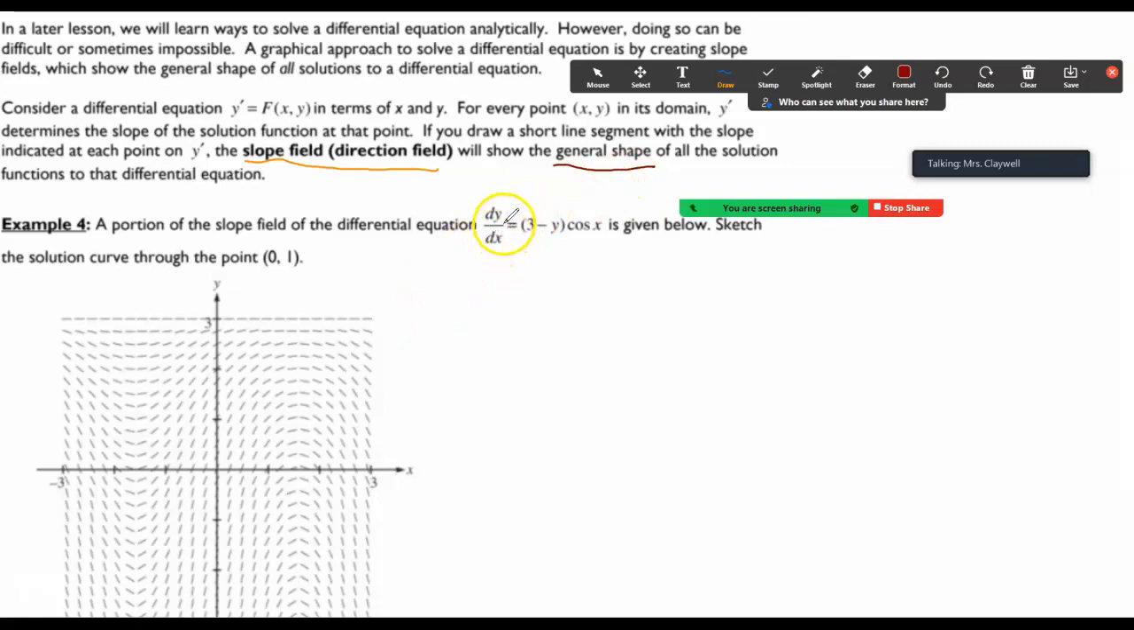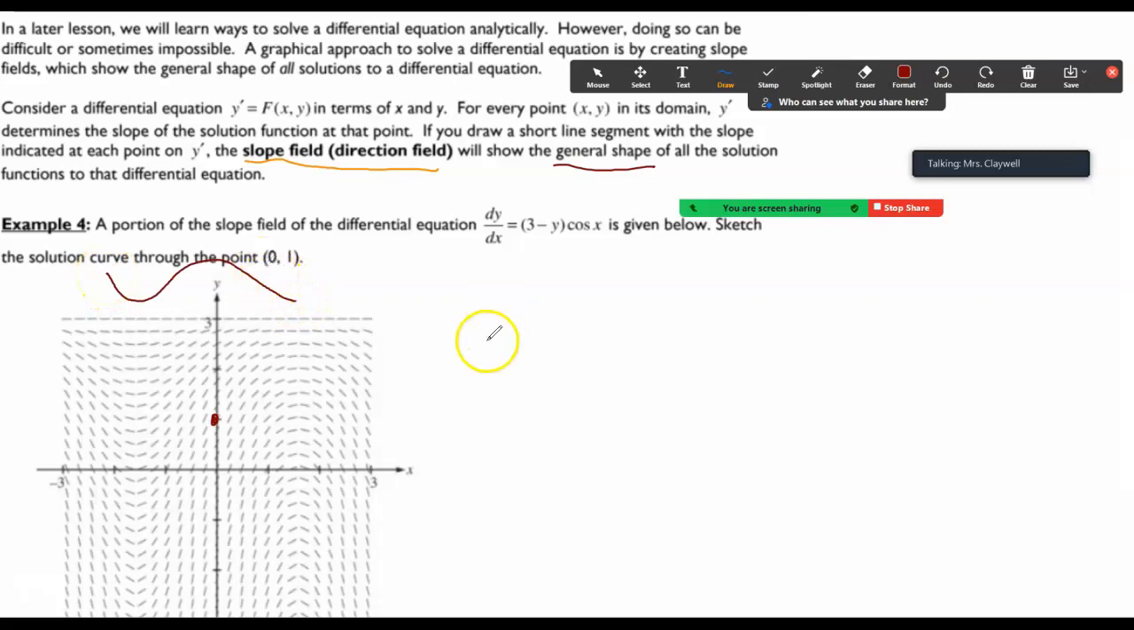So let's look at this one. Our dy over dx is 3 minus y times cosine of x. We want to sketch that below, going through the point 0, 1. So here's my point 0, 1. As we can see, it's making a cosine or sine wave here, going up, down, up.